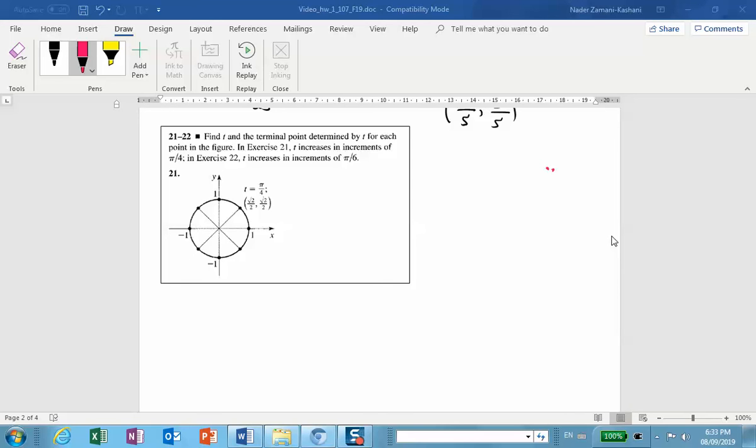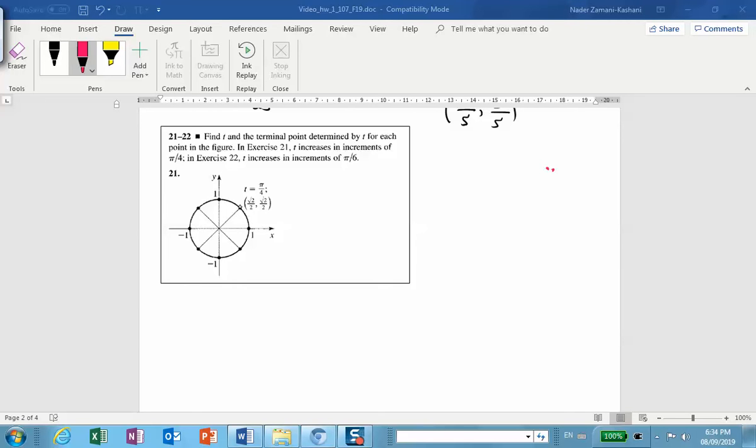Okay, this is homework 1, problem number 21. So let's see what it says. I may have to write things here and then erase it, okay? So it says that for each one of these points that are labeled here, give the value of t, the terminal point, and write the value of the parameter, and then write the coordinates of the terminal point.